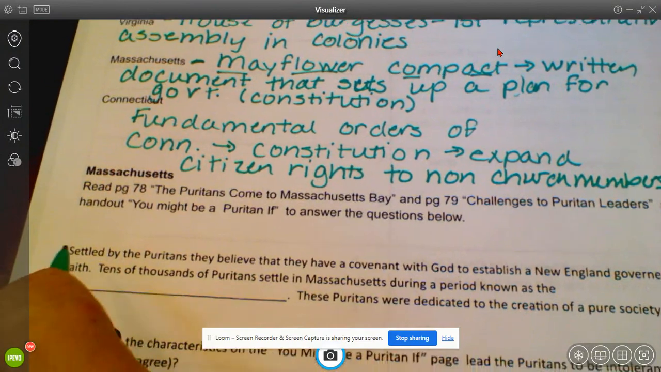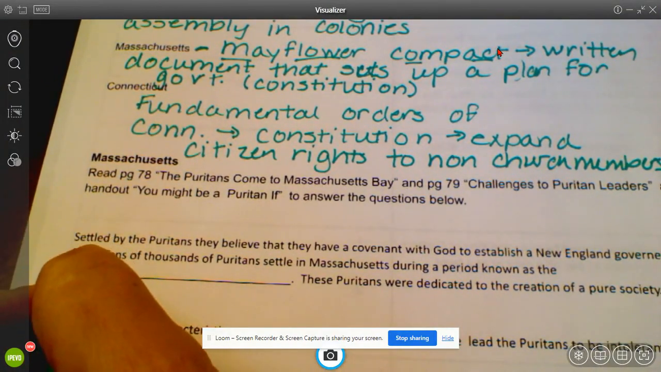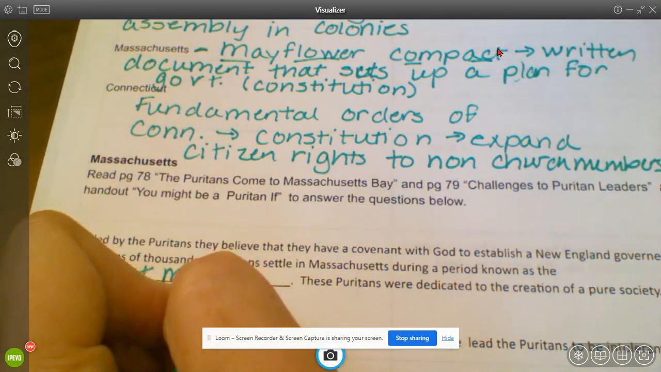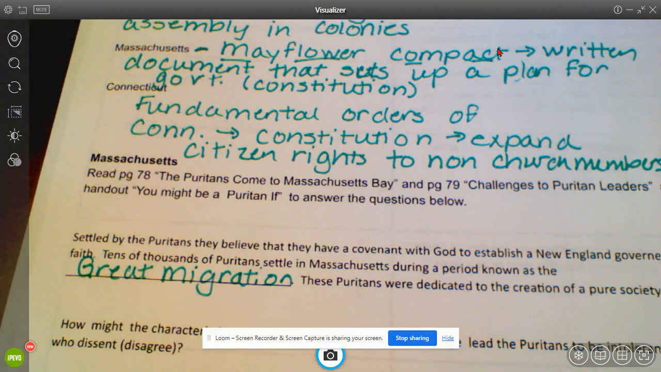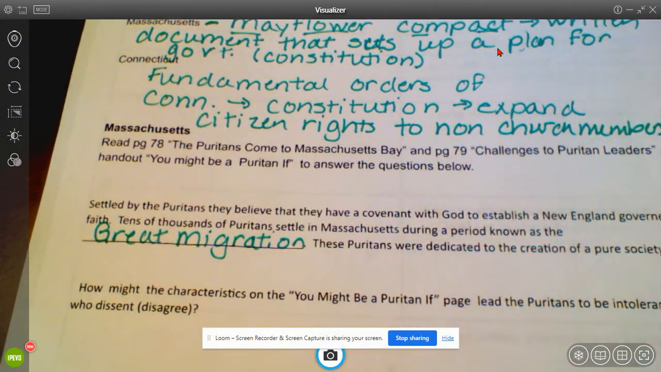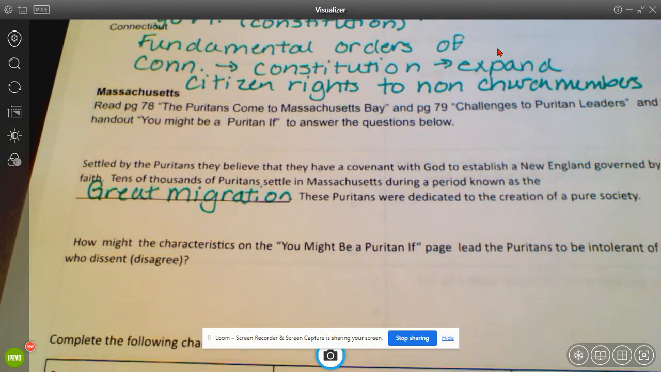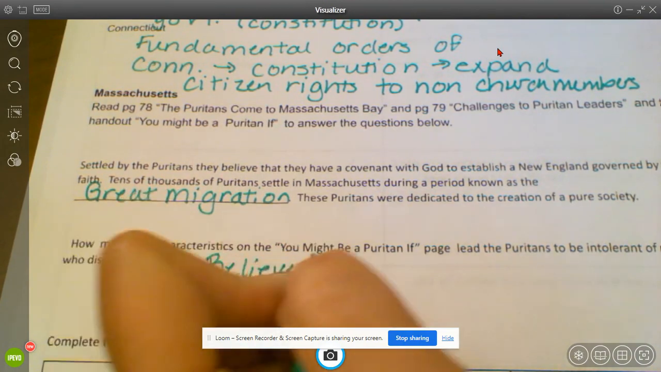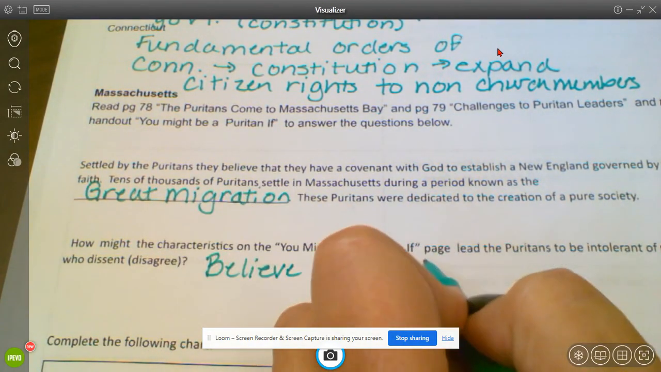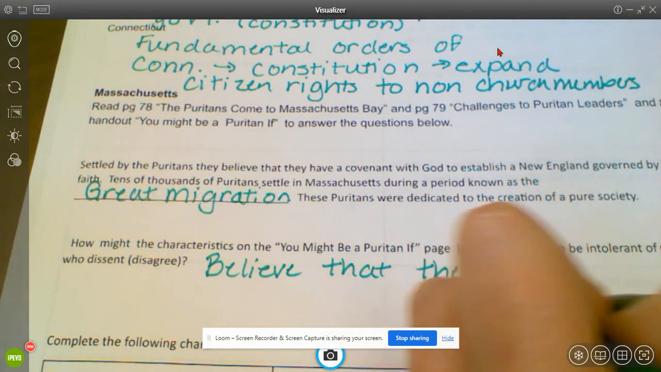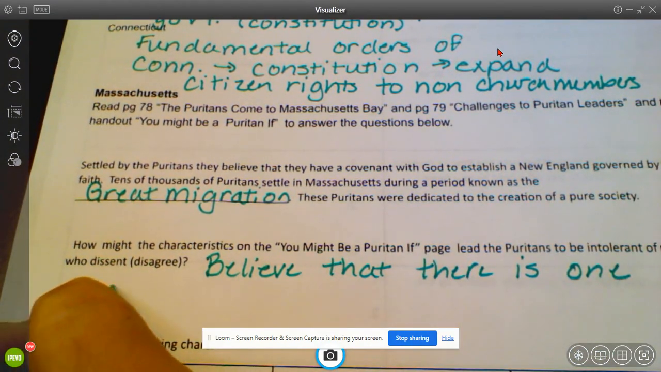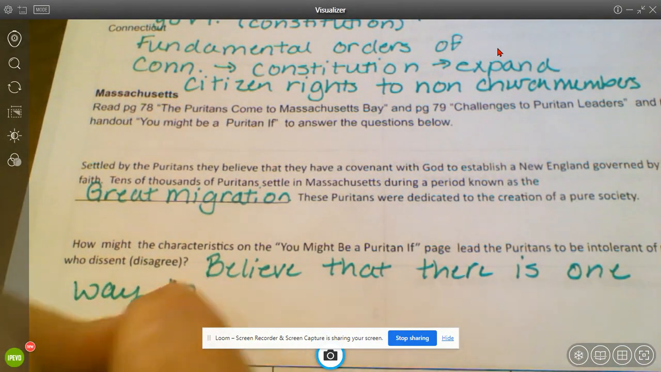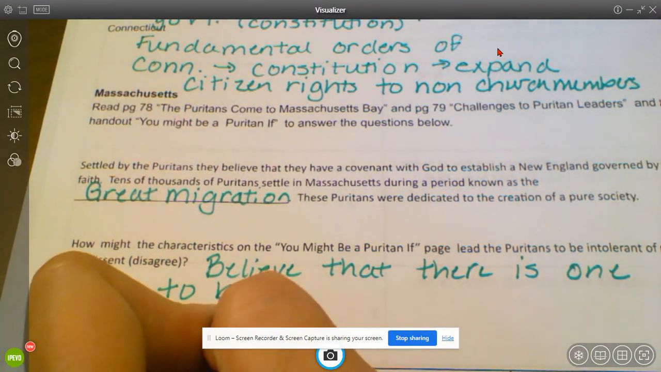Okay. As we look at this one, tens of thousands of Puritans settle in the period known as the Great Migration. And those Puritans are really going to establish the culture in New England. So Puritans are intolerant of other people who disagree because they believe that there is one way, right, to be faithful to God.